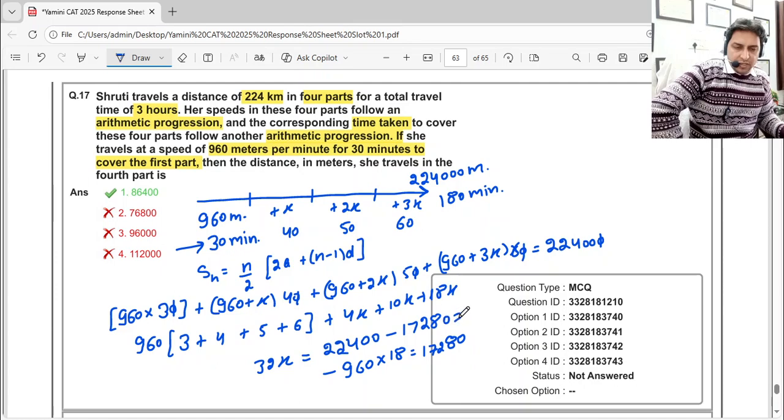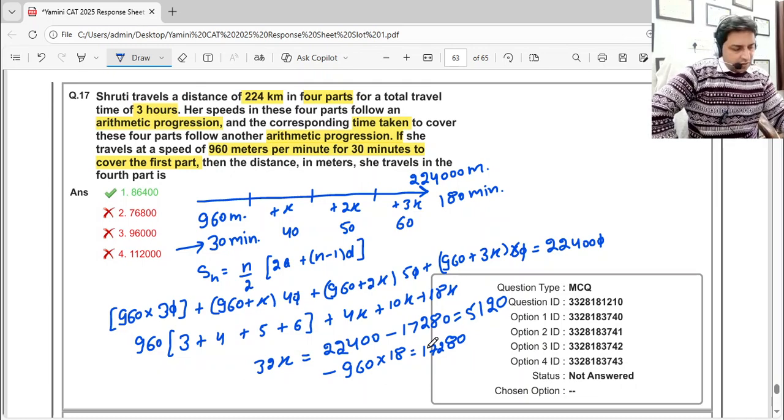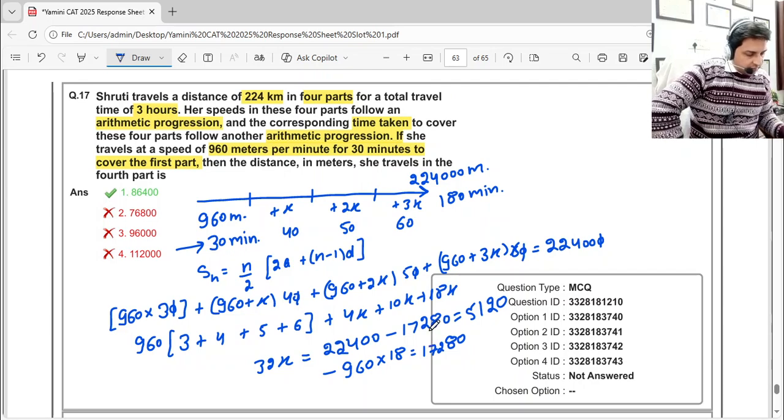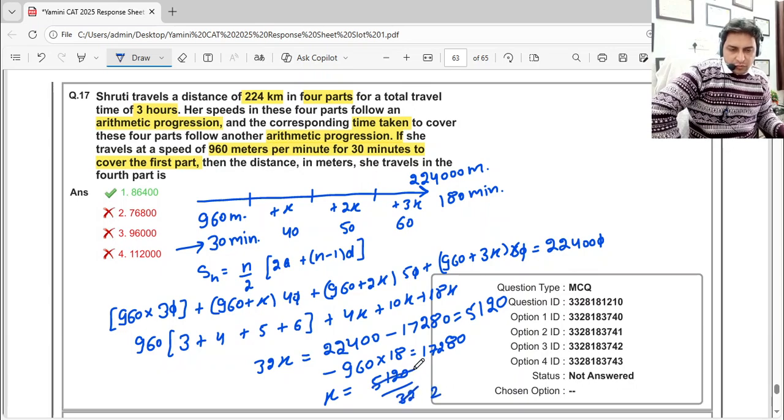17280 from here. We get 0 minus 0 is 0, 10 minus 8 is 2, 13 minus 2 is 1, 12 minus 2 is 7, and then 2 minus 1, that is 5120. And if we divide 5120 by 32 now, x comes out to be 5120 by 32. 16 into 2, 16 into 3, 48, 32, 32. That means x is equal to 160.